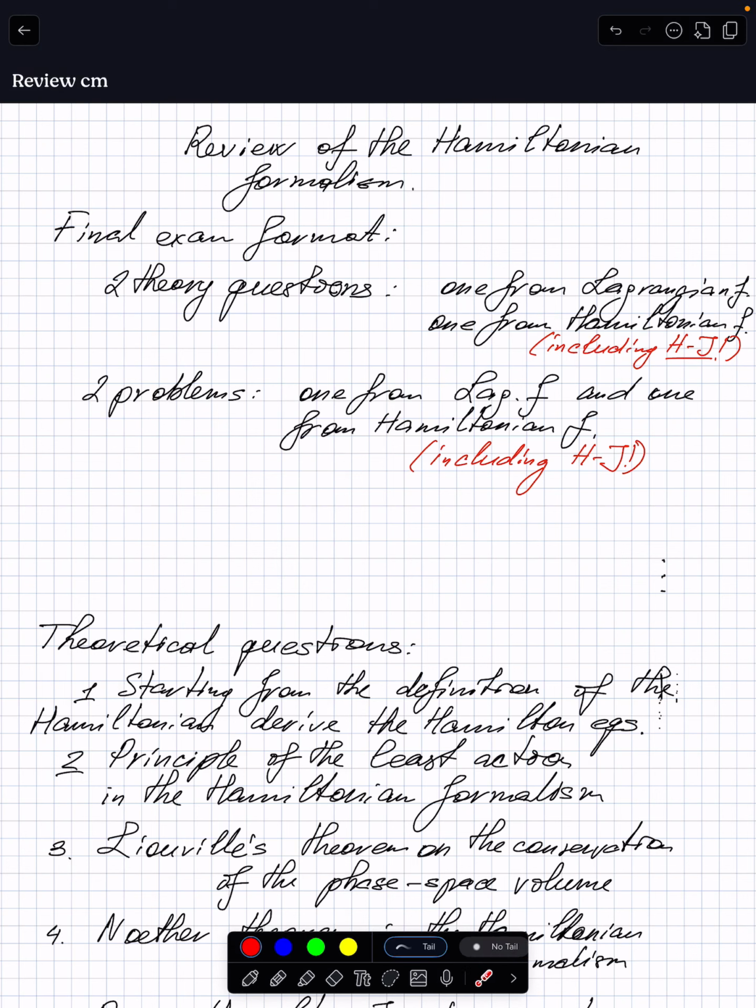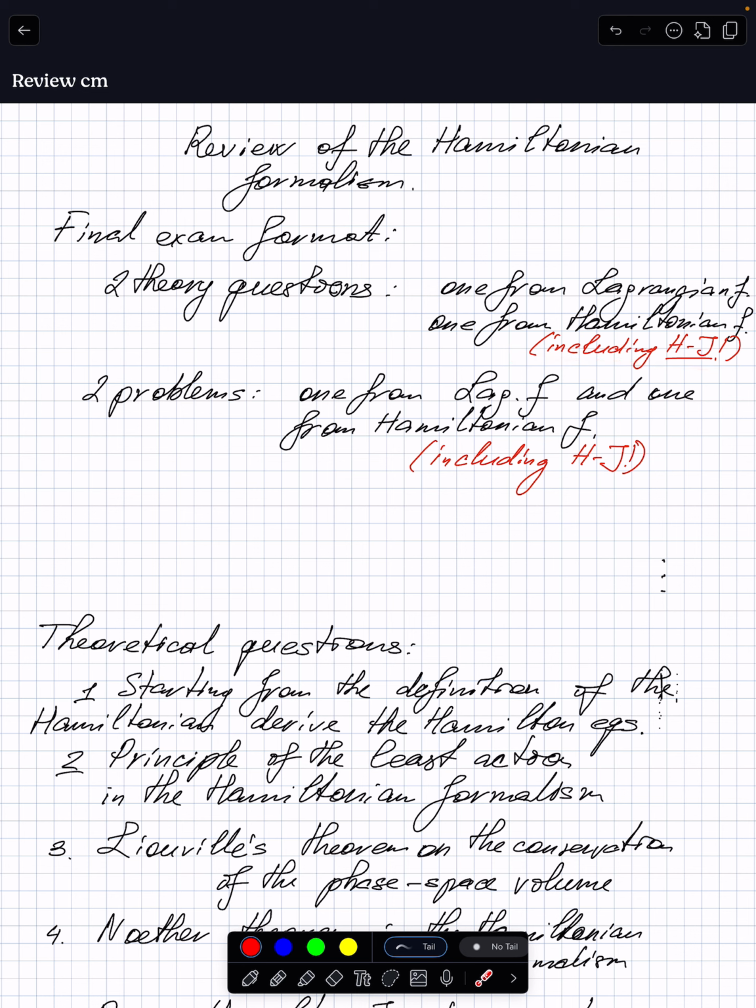So let's also look into the review of the Hamiltonian formalism, and we will start with just the most generic discussion on the format of the final exam. So we will have two theory questions, one from the Lagrangian formalism, another one from the Hamiltonian formalism. The Hamiltonian formalism, as you will see below, will include also the Hamilton-Jacobi equation.